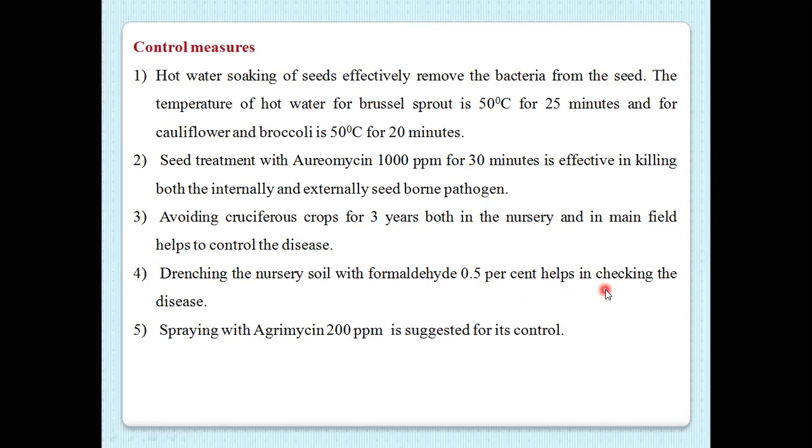0.5%. In this way the disease is checked in cruciferous crops, and the crops are sprayed when infection is seen on the leaf or stem portion with agrimycin at 200 ppm. This antibiotic product is generally effective to control this disease in all the cruciferous crops. So these are the management points to be considered to avoid or eliminate the bacteria present in cruciferous crops.